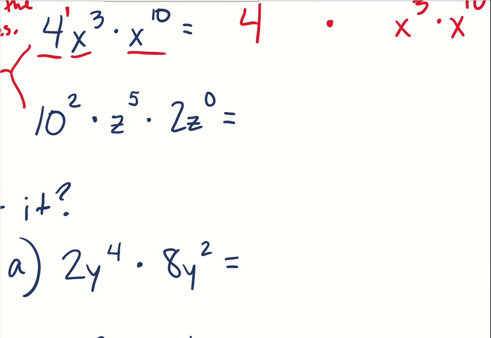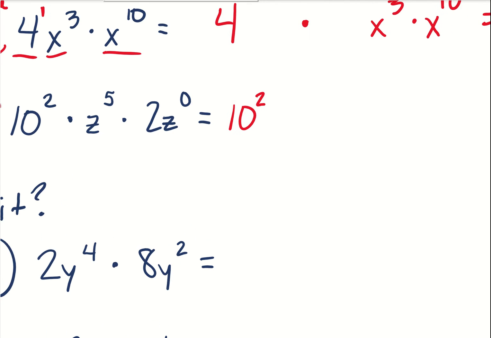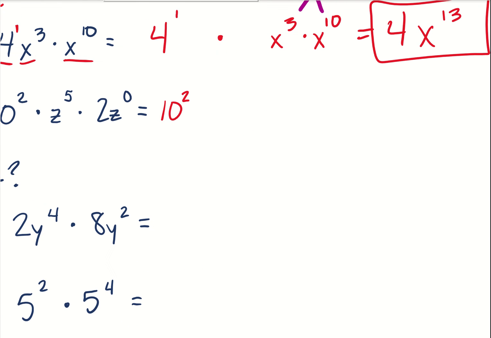I'm going to start same way. I'm going to separate my numbers and my variables. So 10 squared would be a number, not a variable. So I'm going to write it here. Next one is z to the 5th. Okay, that is a variable. So I'm going to move it over here so it's nice and out of the way.